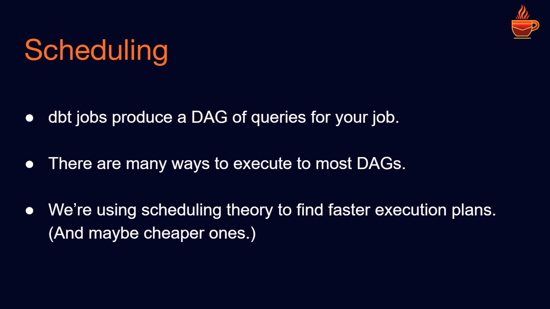When you have a specific DAG, there are going to be many different ways to execute the different queries in dependency order. And we are working on using scheduling theory to find faster execution plans. So basically, execution plans that can leverage the dependencies to run more things in parallel and get you your result faster. Sometimes it's also cheaper. Sometimes we can actually run more things in parallel in a way that also increases utilization per cluster.